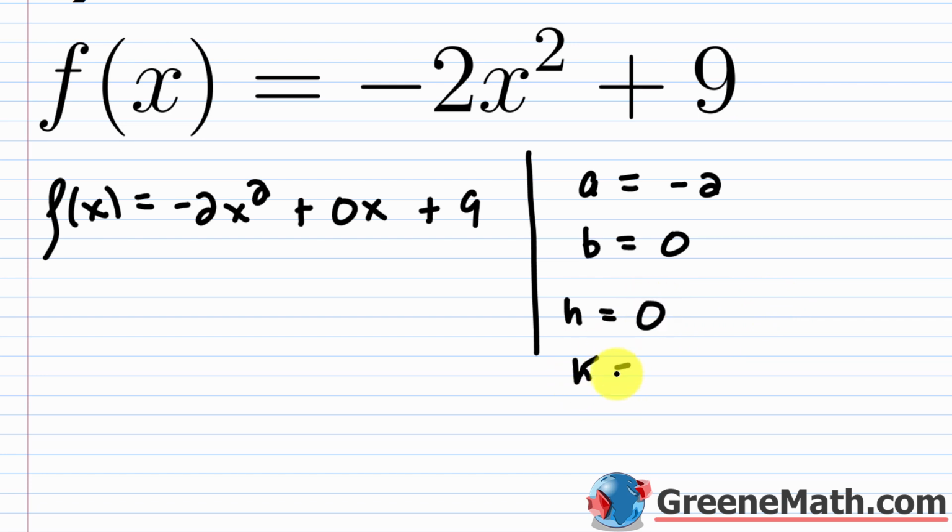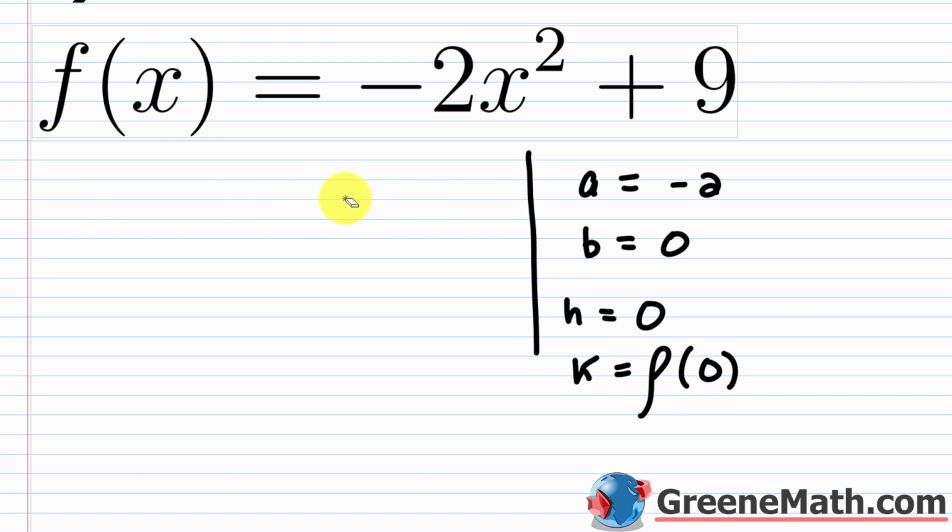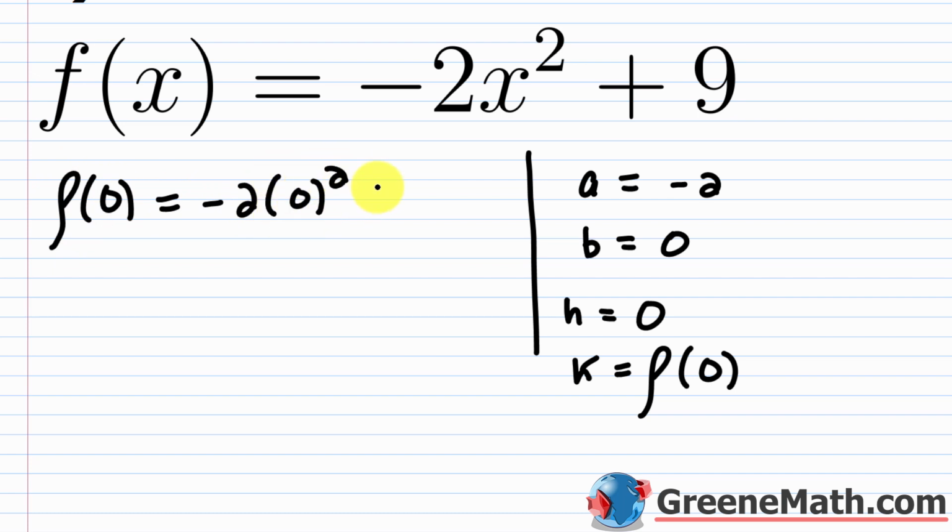Then if you want k, that's going to be f of h, so f of 0. So what is f of 0? f of 0 is equal to negative 2 times 0 squared plus 9. Well, 0 squared is 0. 0 times negative 2 is 0. So really, this is just going to be 9. So k is 9. Okay, so we have all the information we need.